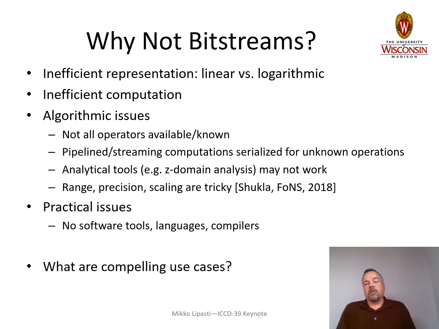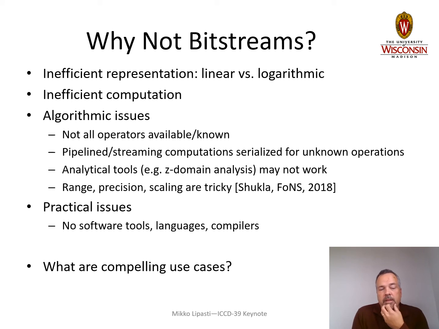It obviously has some disadvantages as well. It's a very inefficient representation, because for precision, it's linear in cost versus logarithmic, as a binary encoding would be. The computation, if the bit streams are long for the required precision, can be very inefficient. And there are lots of algorithmic issues. We don't have a full set of operators, so we have to invent new ones or live without them. Pipelining and streaming computations are difficult because sometimes you have to serialize to figure out what the value is before you can pass it to a downstream operation. A lot of analytical tools like Z-domain analysis from signal processing just don't work.